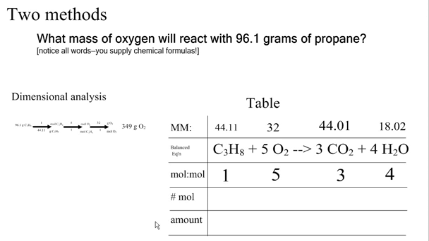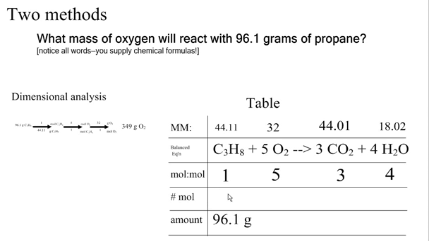Next, they want you to skip a step and come down and put in amount. This is where you put your gram amounts, volume amounts, or particle amounts for whatever it is you were given, and this is also where you're going to put whatever it is you're looking for. So I'm going to put in, I was given 96.1 grams of propane, putting that right now. Alright, now we're ready to start.